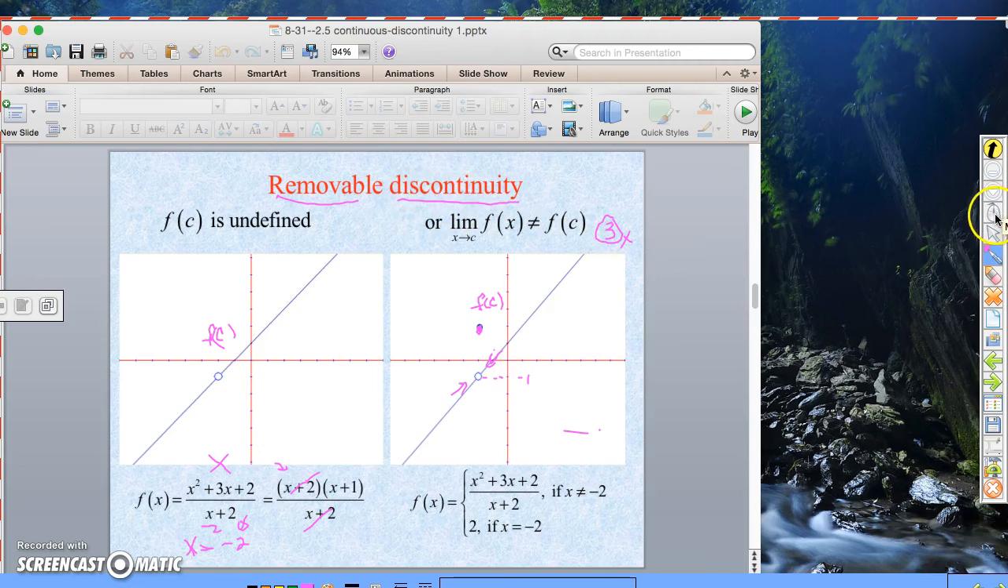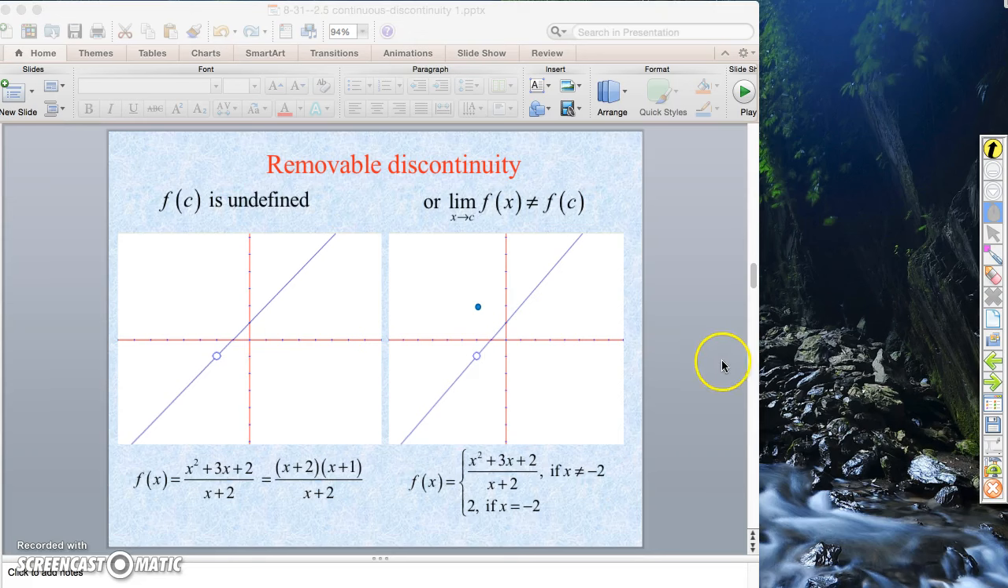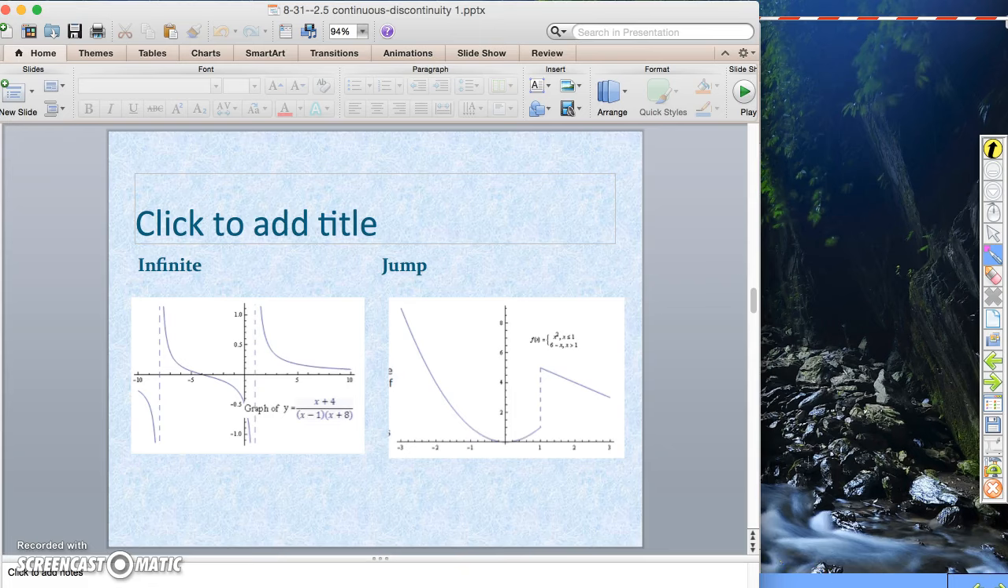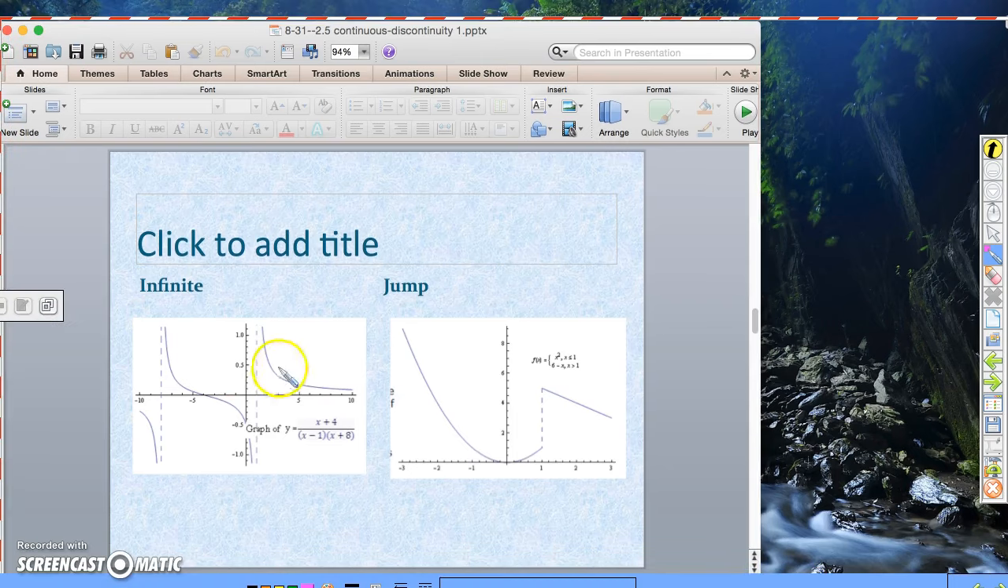Okay? Let's look at another type. These two types are called the infinite and the jump, and that will conclude the 3 basic discontinuities that we're going to talk about. We'll talk about more advanced ones at a later date. There are 2 more that we will talk about, but for the purpose of this lesson, I'm only going to talk about removable, infinite, and jump. So let's examine infinite.